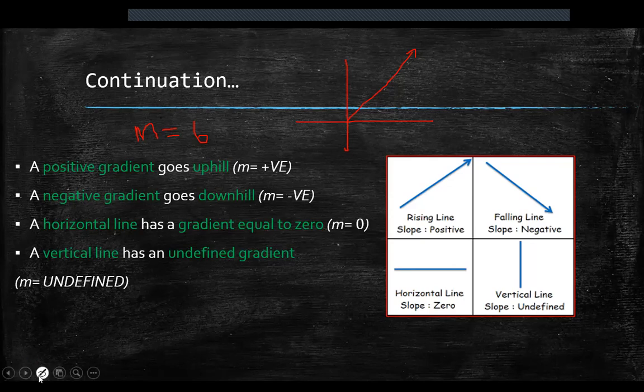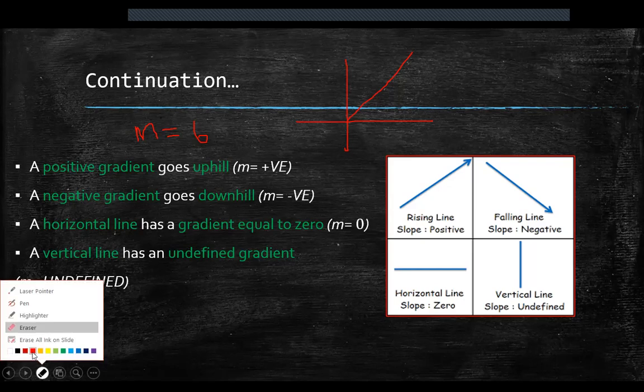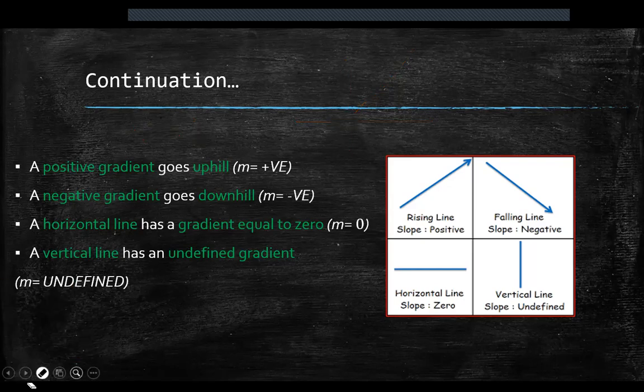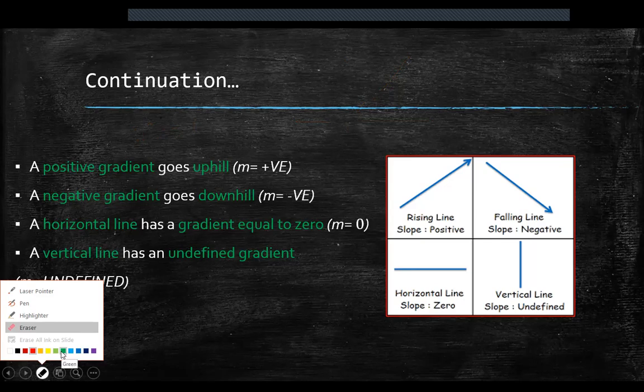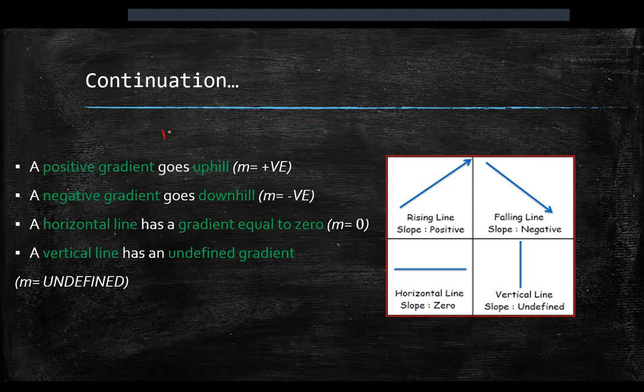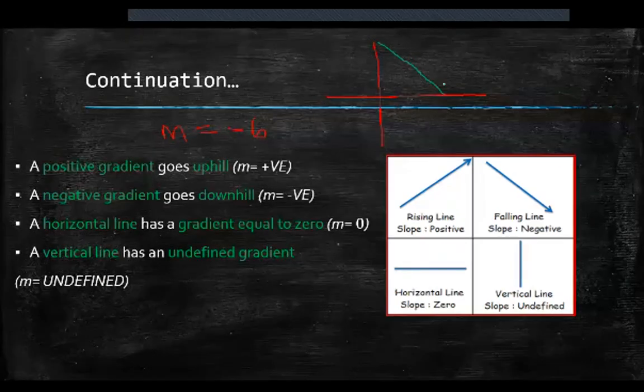Don't bother about this arrow. You wouldn't see an arrow, right? And negative gradients. If my gradient is negative, that means that it would be going downhill. So say instead of 6, now it's negative 6. Say this is my y-axis, my x-axis. Let me use a different color for the line. The line is green. If my gradient was negative, my line would no longer be going uphill, it would now be going downhill.